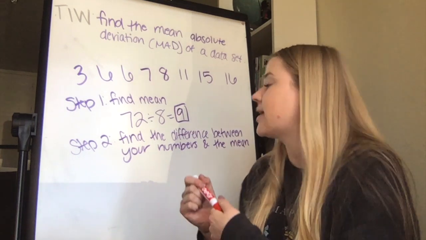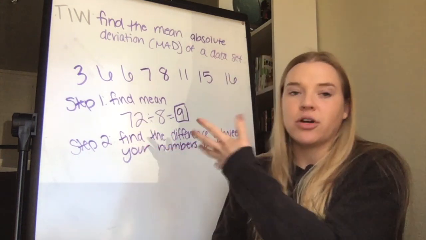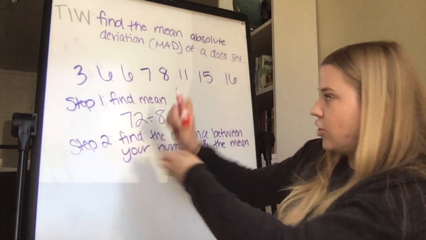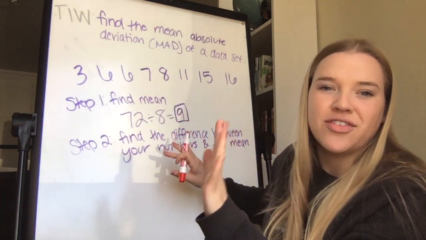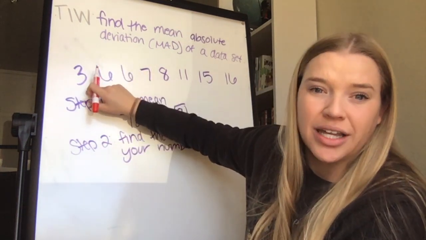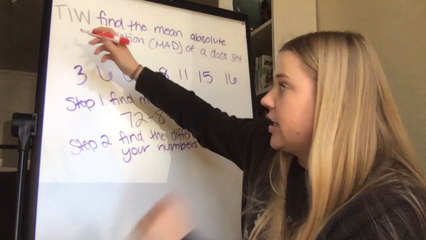Okay, so what I'm going to do is essentially subtract my smaller number from my bigger number, with all of the numbers in my data set going with my mean. That sounds more confusing than it is. So what's the difference between 9 and 3? The difference, which we're talking about subtraction, is 6.